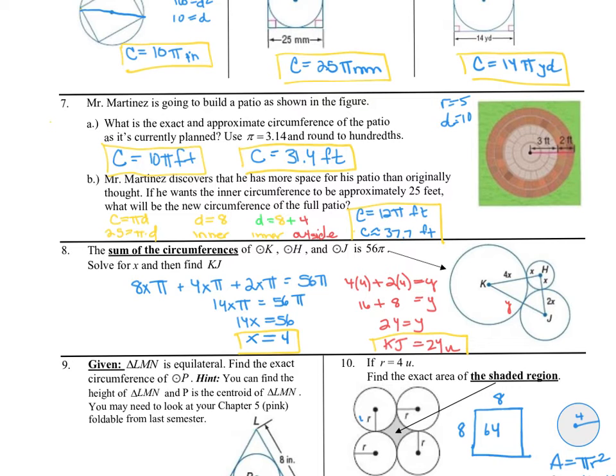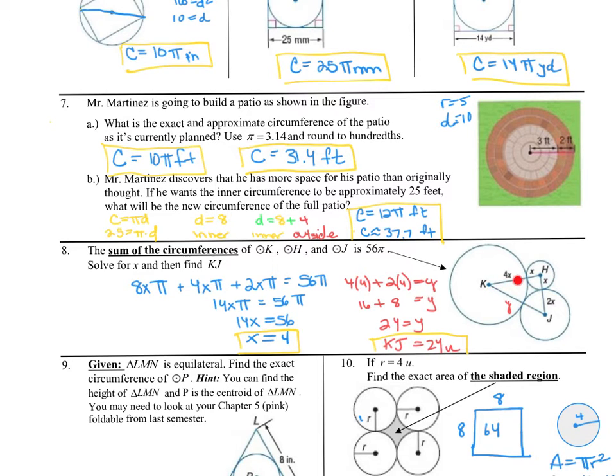Number 8. The sum of the circumferences of circle K, circle H, and circle J is 56 pi. Solve for x and then find KJ. Okay, so if we look at the circumferences of these, the circumference of all of those is 56 pi. I'm going to start with one, and it doesn't matter which one. I'm going to start with circle K here.